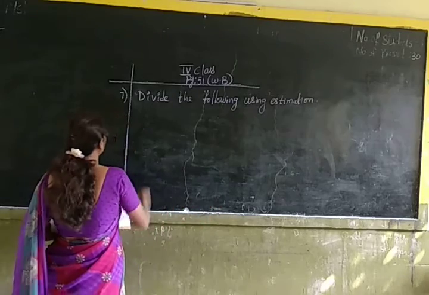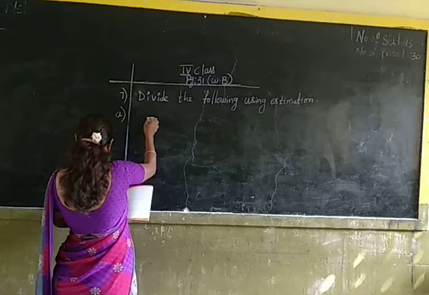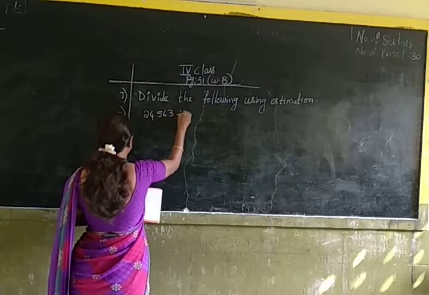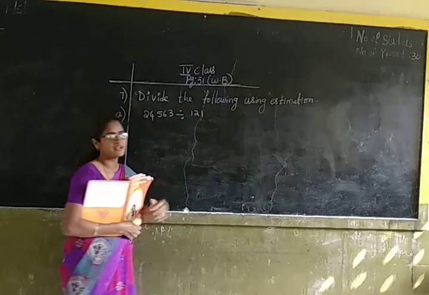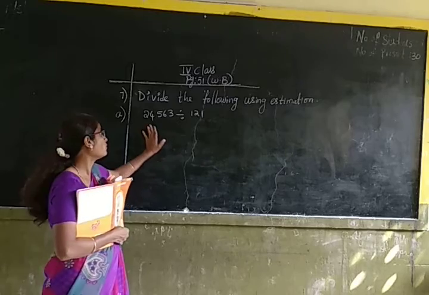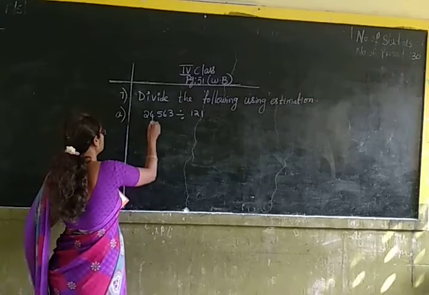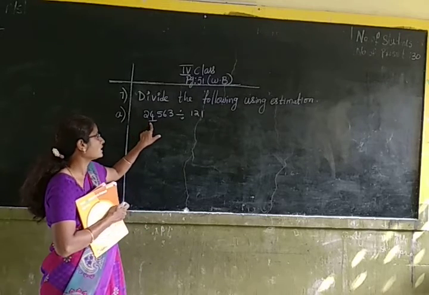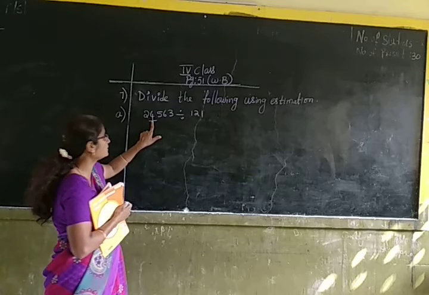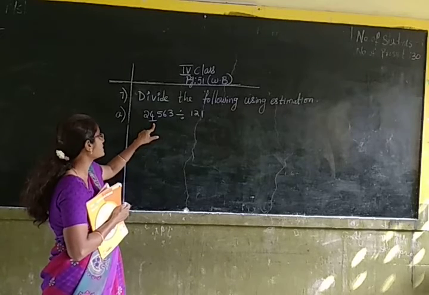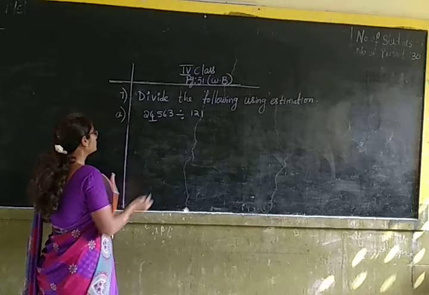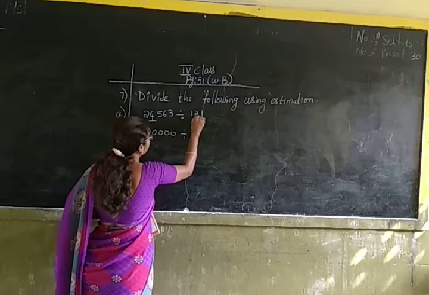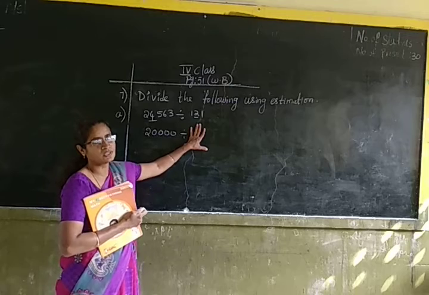Okay children, let us do the A sum. 24,563 divided by 121. Here we have to find out the estimated answer. So you have to round up the numbers. So let us round off 24,563 to the nearest 10,000. For that you have to underline the digit at its thousands place. Here the digit at its thousands place is 4 and it is less than 5. So no need of adding 1 to the next number and this will become 20,000. Now we have to estimate 121 to the nearest hundreds.